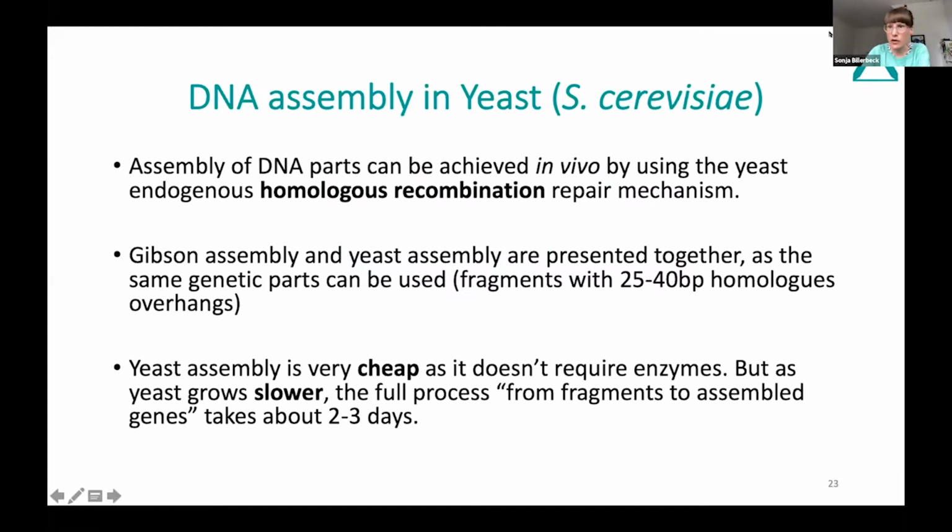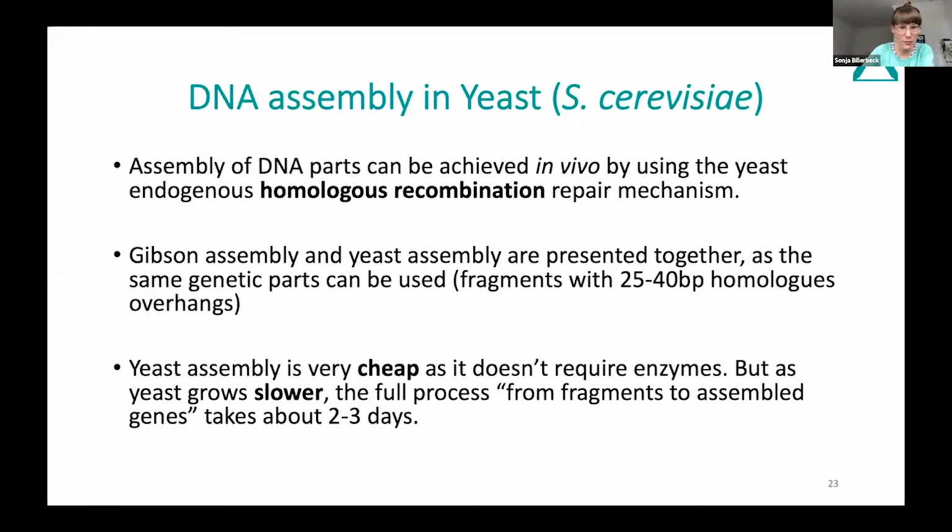Okay, so let me move this away. Yeah, so as we talk about DNA assembly, a way of not doing it with enzymes is actually using yeast for in vivo assembly. And this is possible through its endogenous homologous recombination repair mechanism. So this is basically a way how you can assemble parts of fragments that we just talked about, not using enzymes, but rather using the endogenous assembly mechanism of an organism.